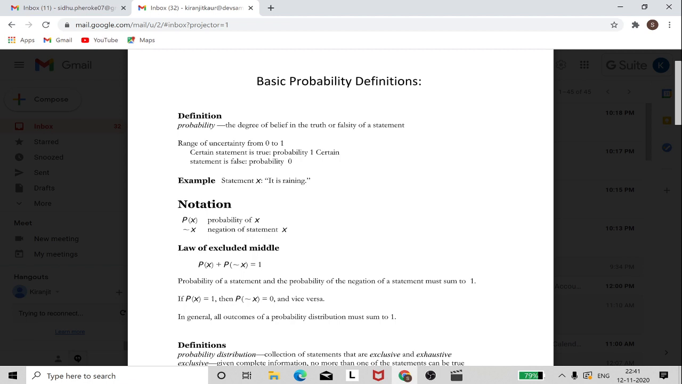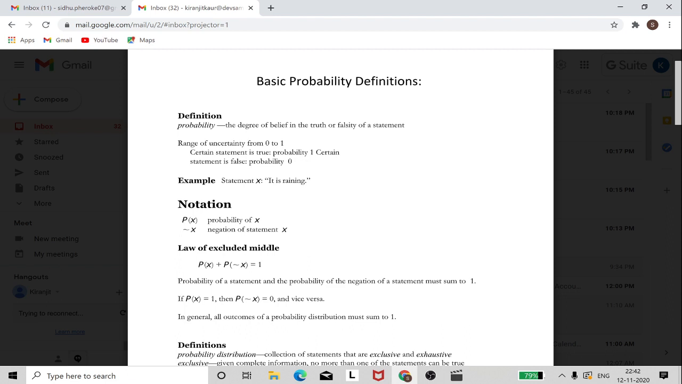The notation that we use is we write P of x, which means probability of the statement x. And we use this symbol for negation of a statement. So what is the law of excluded middle? P of x plus P of negation of x must be equal to 1. That is, the probability of a statement and the probability of the negation of a statement must sum to 1. If probability of x is 1, then obviously probability of negation will be 0 and vice versa.